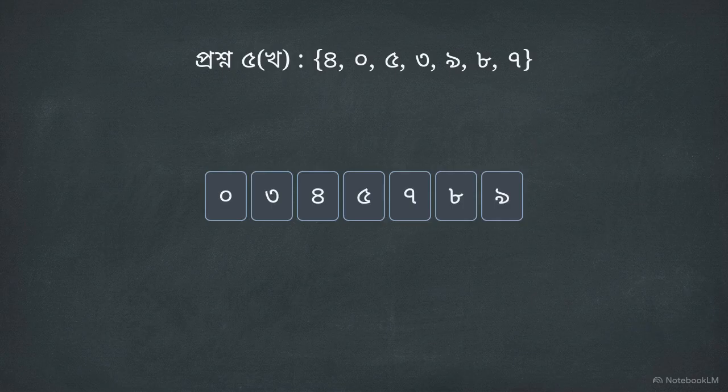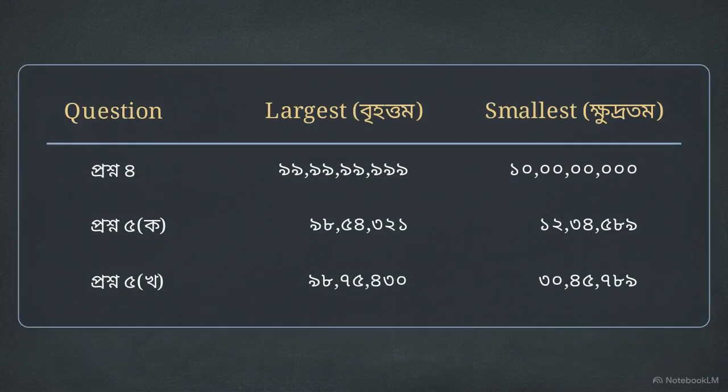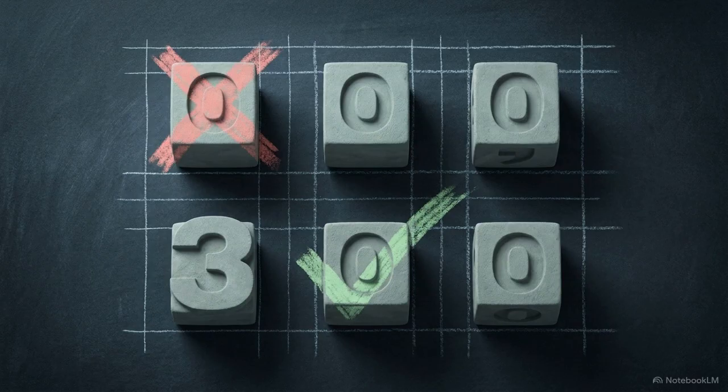For question 5, part Ka, we need a valid 7-digit number from a set including 0. Placing 0 first reduces the entire number to a 6-digit value. Instead, we place the smallest significant digit, 3, first, followed immediately by 0. Here are the final answers. This establishes a consistent rule for digit arrangement. 0 cannot lead a whole number if you intend to maintain the total number of digits.